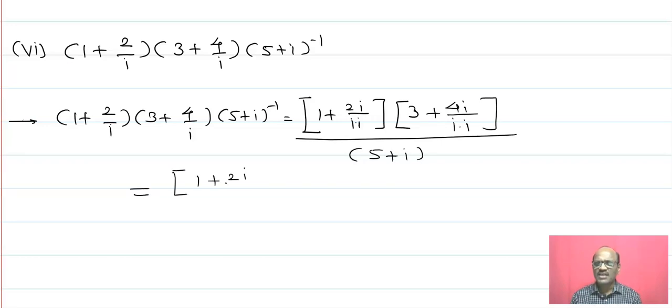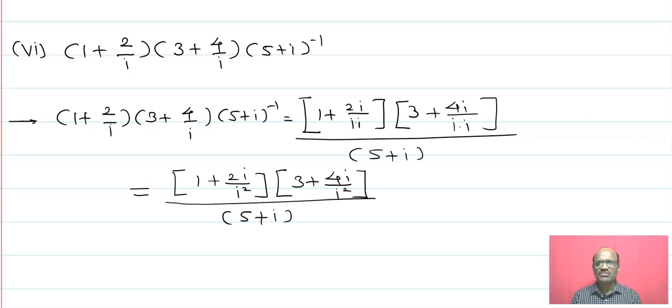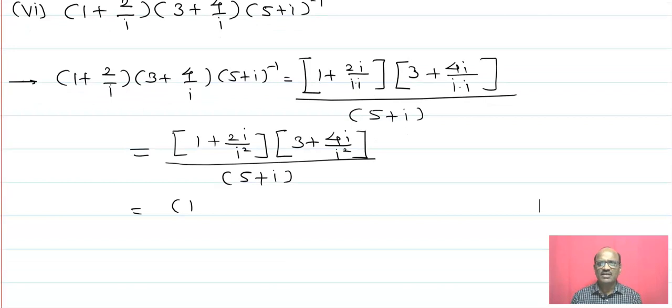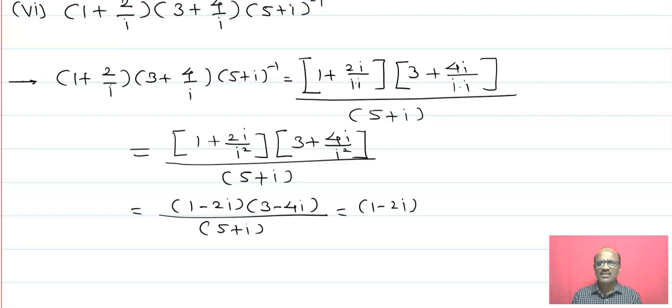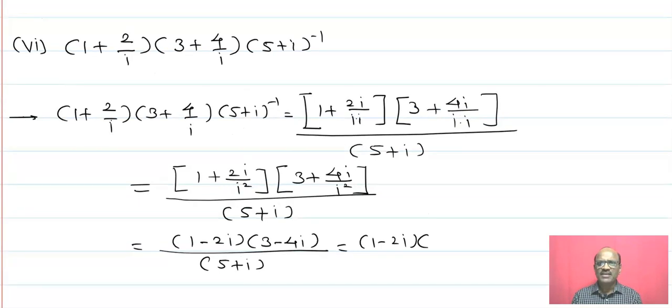And (5 + i) is raised to the power minus 1, therefore we have to bring that term to the denominator. Now what is the simplification? 1 plus 2i upon i squared. The value of i squared is minus 1, that is 1 minus 2i. 3 plus 4i upon i squared, again i squared is minus 1, that is 3 minus 4i upon 5 plus i. Therefore that is (1 - 2i)(3 - 4i) upon 5 plus i.